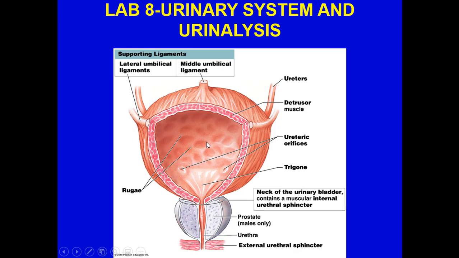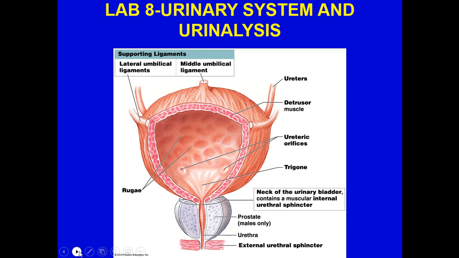Now, notice in here these different colorations. This is really rugae. These are the folds that occur on the internal surface when the bladder is not filled. They sort of disappear as you expand the bladder as it fills up with urine. These are the ureteric orifices as well as the trigone. This is the neck of the urinary bladder, and that contains the muscular internal urethral sphincter. The external urethral sphincter is lower, and in males, it would be inferior to the prostate.